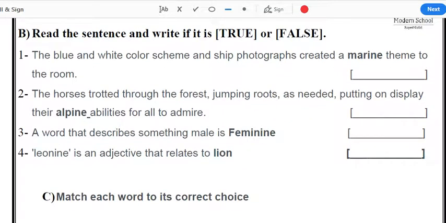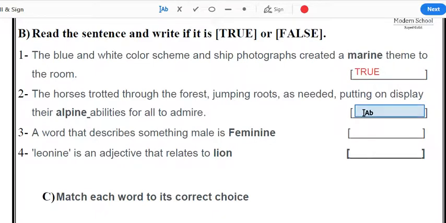Exercise B. Read the sentence and write if it is true or false. The blue and white color scheme and ship photographs created the marine theme to the room. Marine is a word related to the sea. So blue and white color scheme and ship means that it's a theme related to the sea. So marine is a correct word. So the answer here will be true. Let's move to the next one.